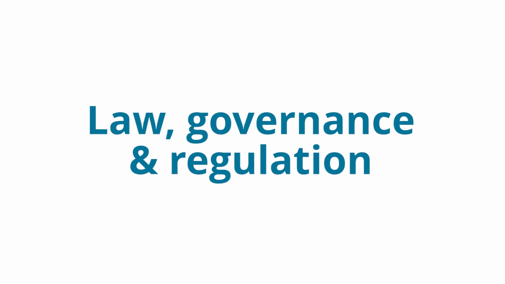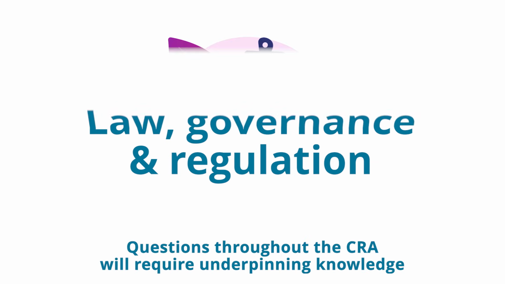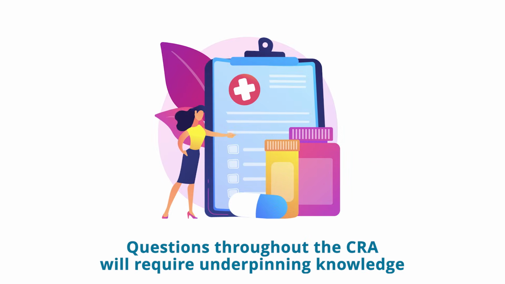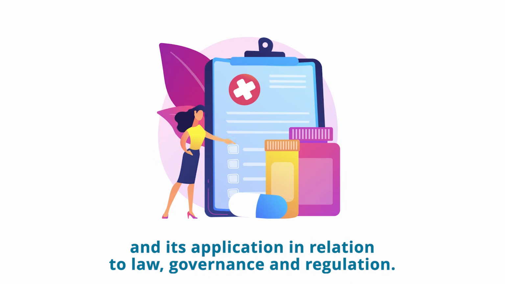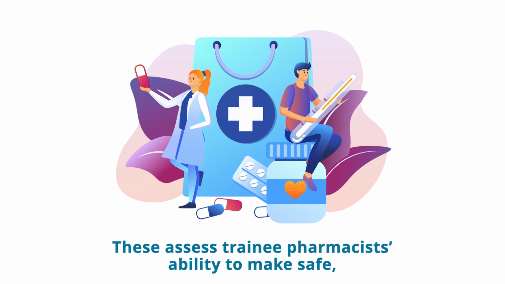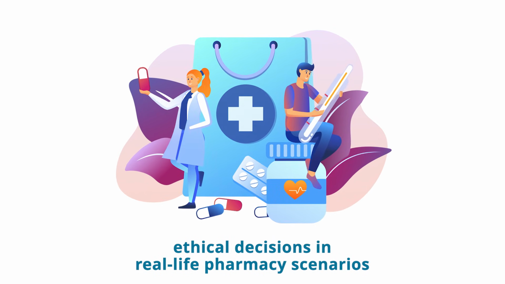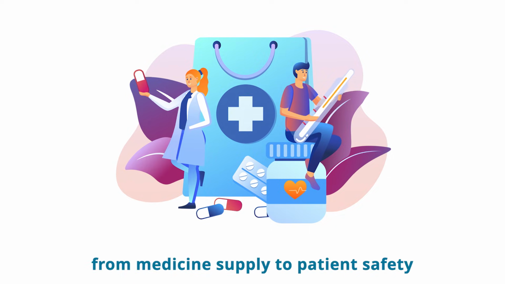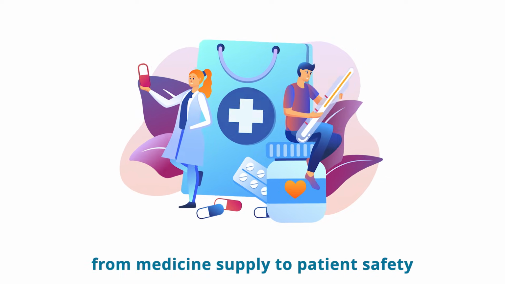Law, governance and regulation. Questions throughout the CRA will require underpinning knowledge and its application in relation to law, governance and regulation. These assess trainee pharmacists' ability to make safe, ethical decisions in real-life pharmacy scenarios, from medicine supply to patient safety and professional standards.